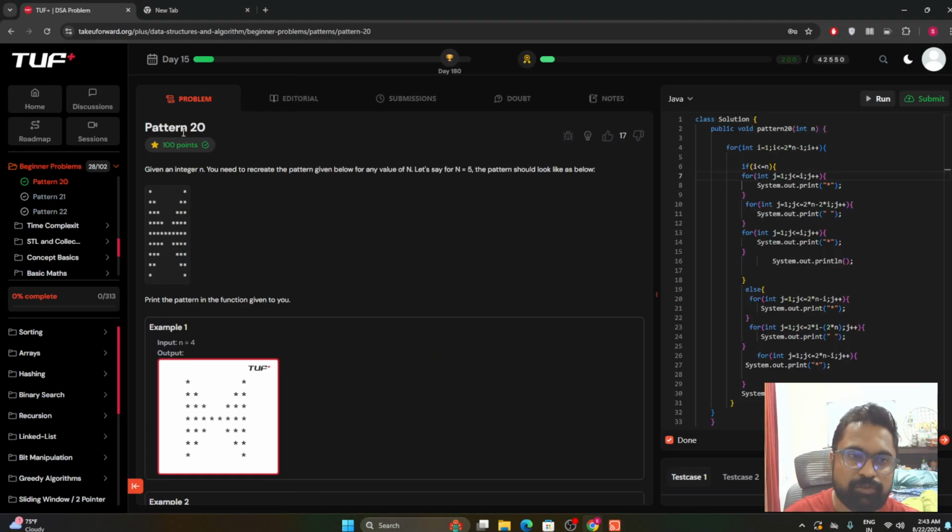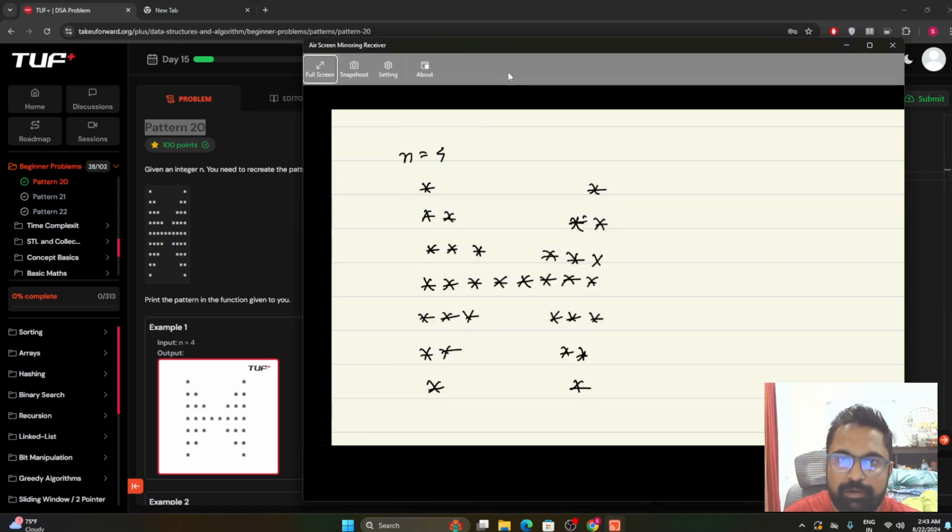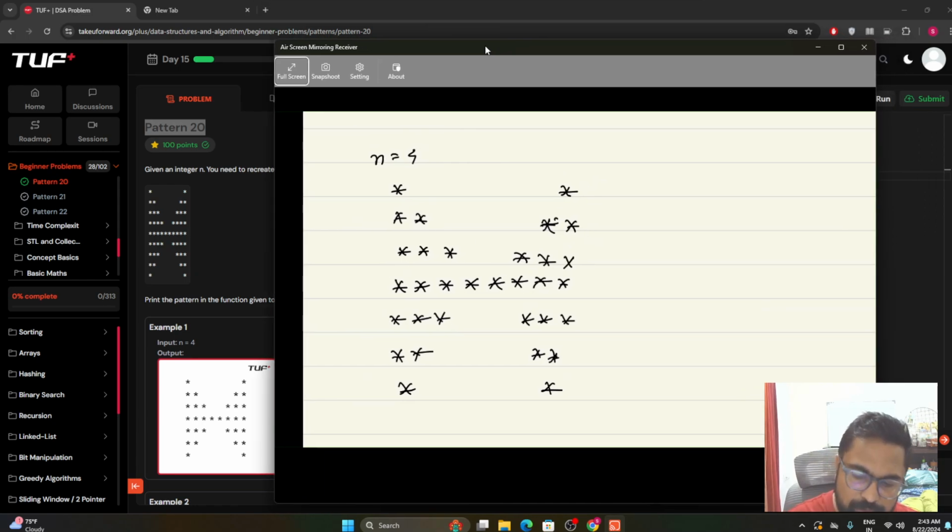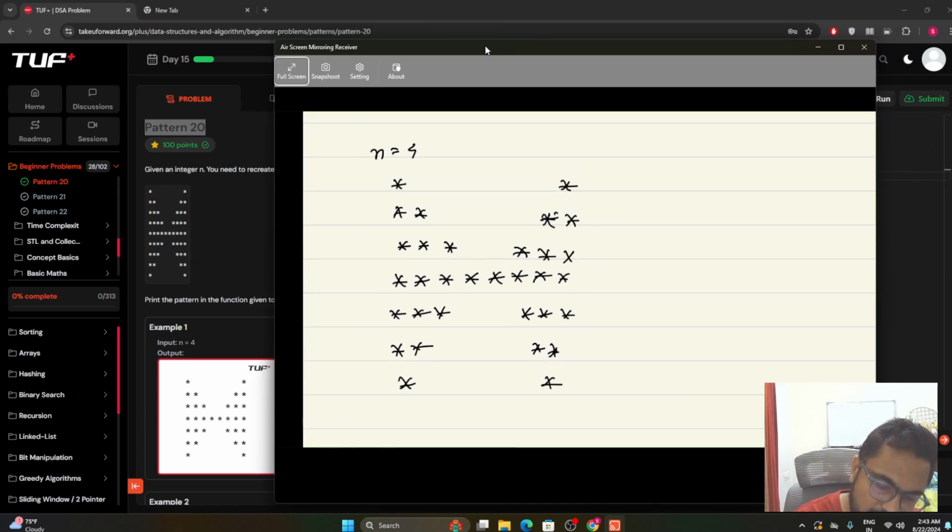So today we are going to see pattern 20 from TUF Plus. So let's try to deep dive into that pattern. Here you can see n equal to 4. How many rows are there? There are 7 rows, right?